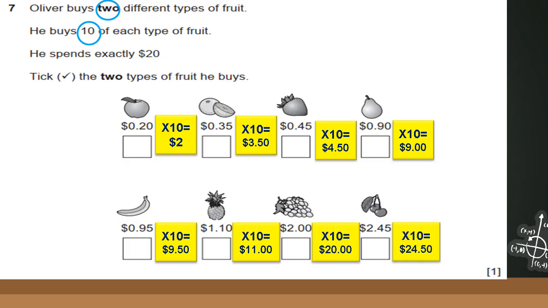So which two fruits here will give me 20? Check the numbers. If I said 2 plus 9.50, no. 3.50 and 11, no. It's only 9 and 11, which is the pear and the pineapple. This only will give us 20.